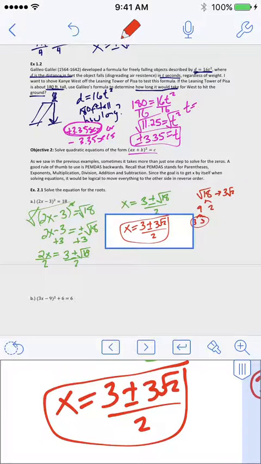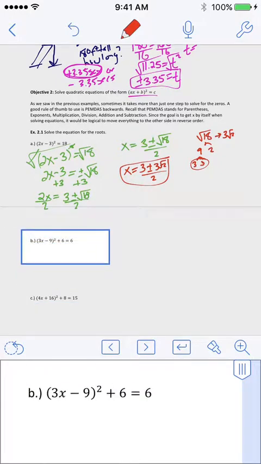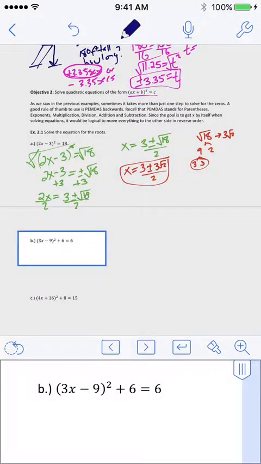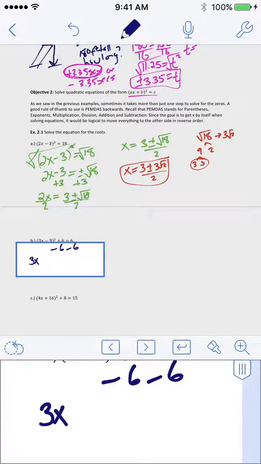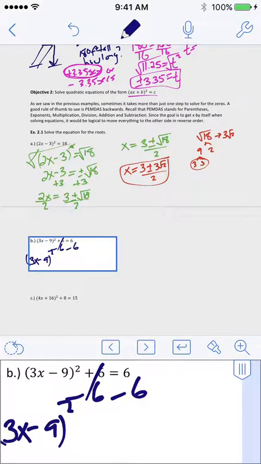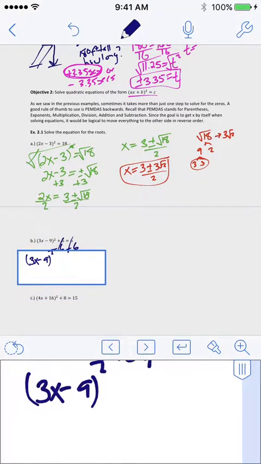Okay, let's try another one. So I've got this bad boy now: (3x minus 9) quantity squared plus 6. First off, the whole side is not being squared. We can see this is slightly different from the last problem. But again, let's just start as far away from the variable as we can. So we'll subtract 6. (3x minus 9) squared is what's left over after these two cancel. And it looks like these two cancel on the other side as well, but that's okay. If it equals 0, that's okay. I just can't divide by 0, right?